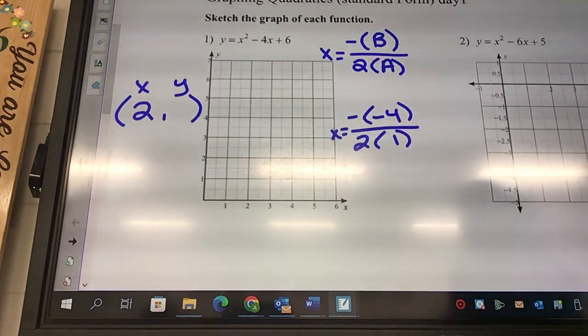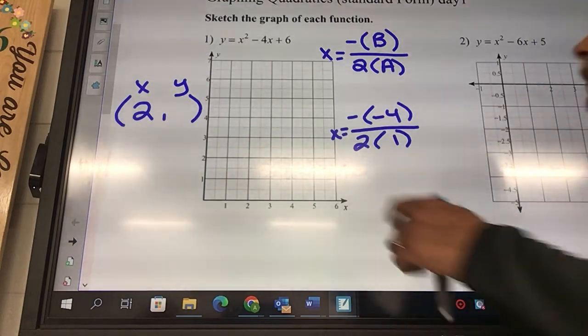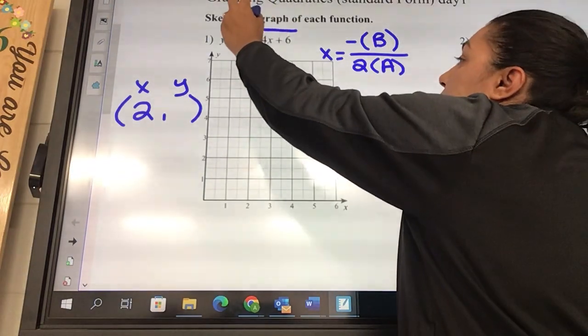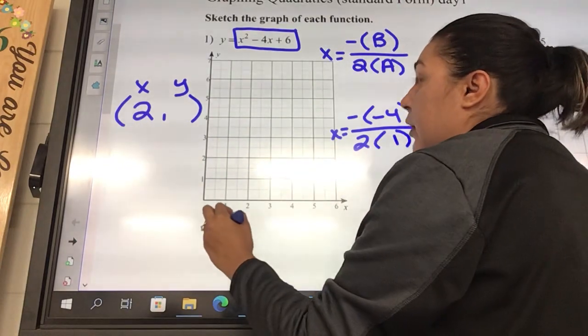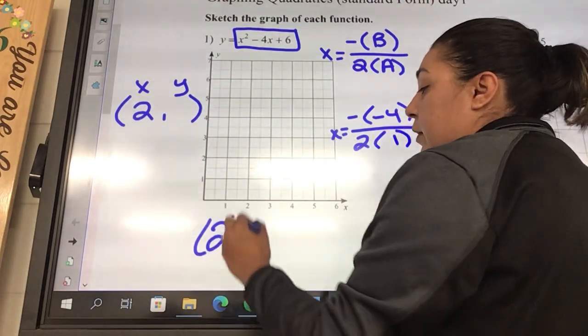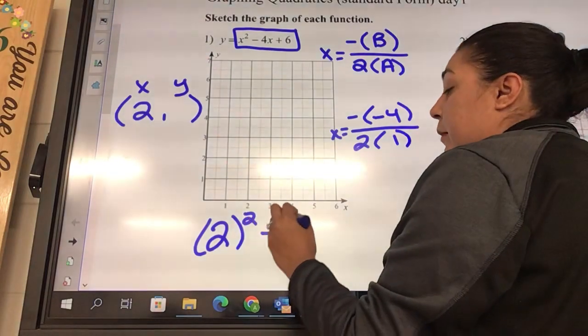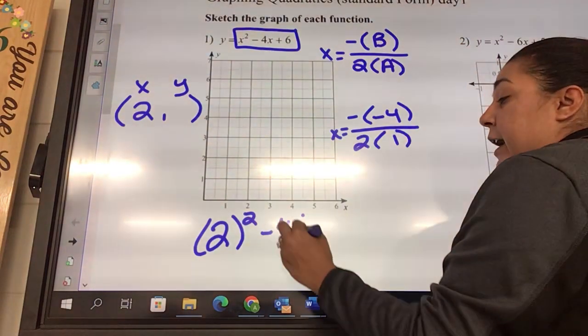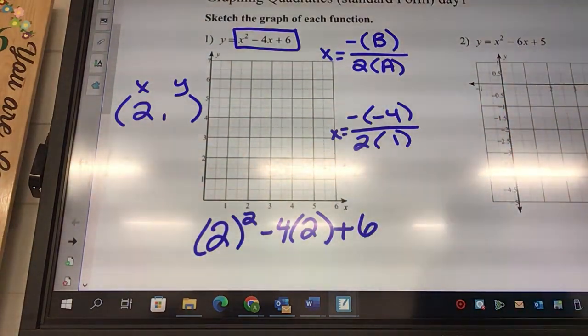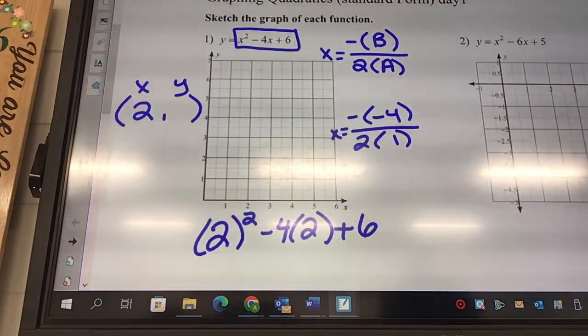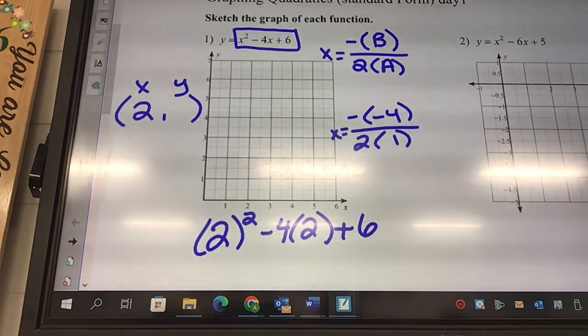We're going to take this 2 because we need to find our y value, and everywhere up here we're going to be plugging in a 2. This is what it should look like: 2 with parentheses squared minus 4, and there's another x, so we plug in 2 there, plus 6. You're using that top equation, and everywhere there's an x, you're putting a 2.